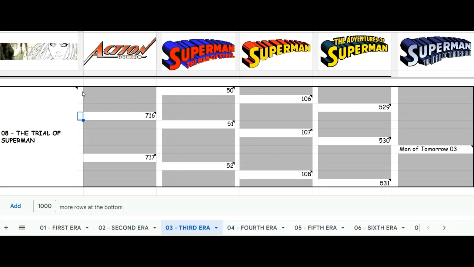Next issue is Action Comics 716. Then Man of Steel 51. Man of Steel 51 is a story about a sky pirate called Freelance and is just such a weird story.